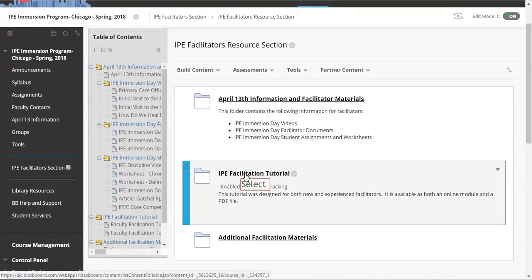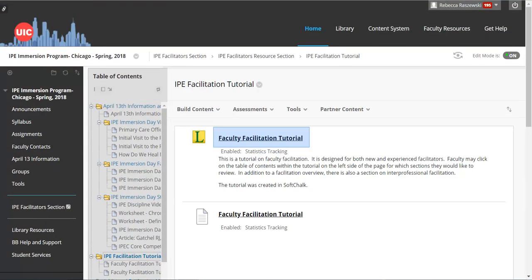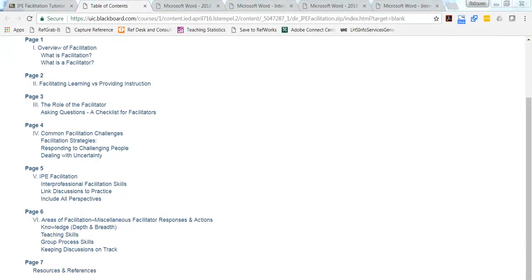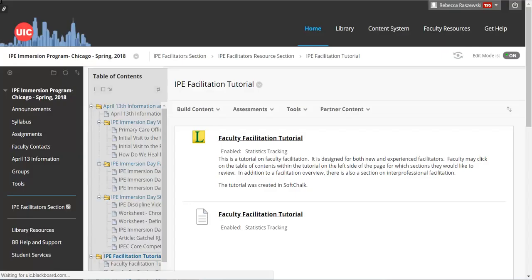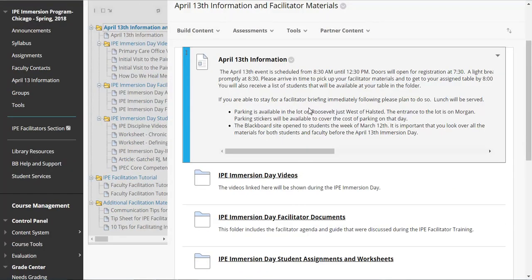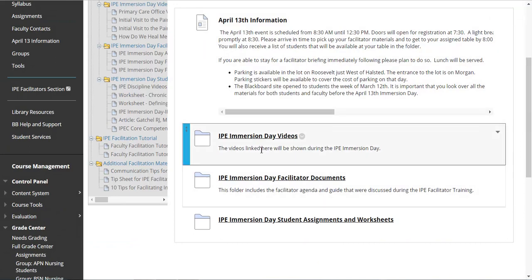There is also a facilitation tutorial that will give you an overview about facilitation, the role of a facilitator, and information on IP facilitation and tips on handling difficult situations in facilitation. There is also a PDF version of the tutorial. There are also additional facilitation materials that you can take a look at. In the April 13th information folder, there will be updated information on parking. The IP Immersion Day videos has all the videos that will be shown during the Immersion Day.